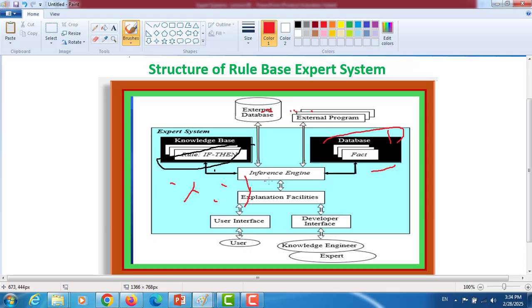That means the inference engine receives facts, receives rules, receives an external database or normal database, and then receives the output or the results of an external program. And then this inference engine is connected with other explanation facilities, with the user interface and developer interface, and the main important thing is that it is connected with the knowledge engineer or knowledge base.